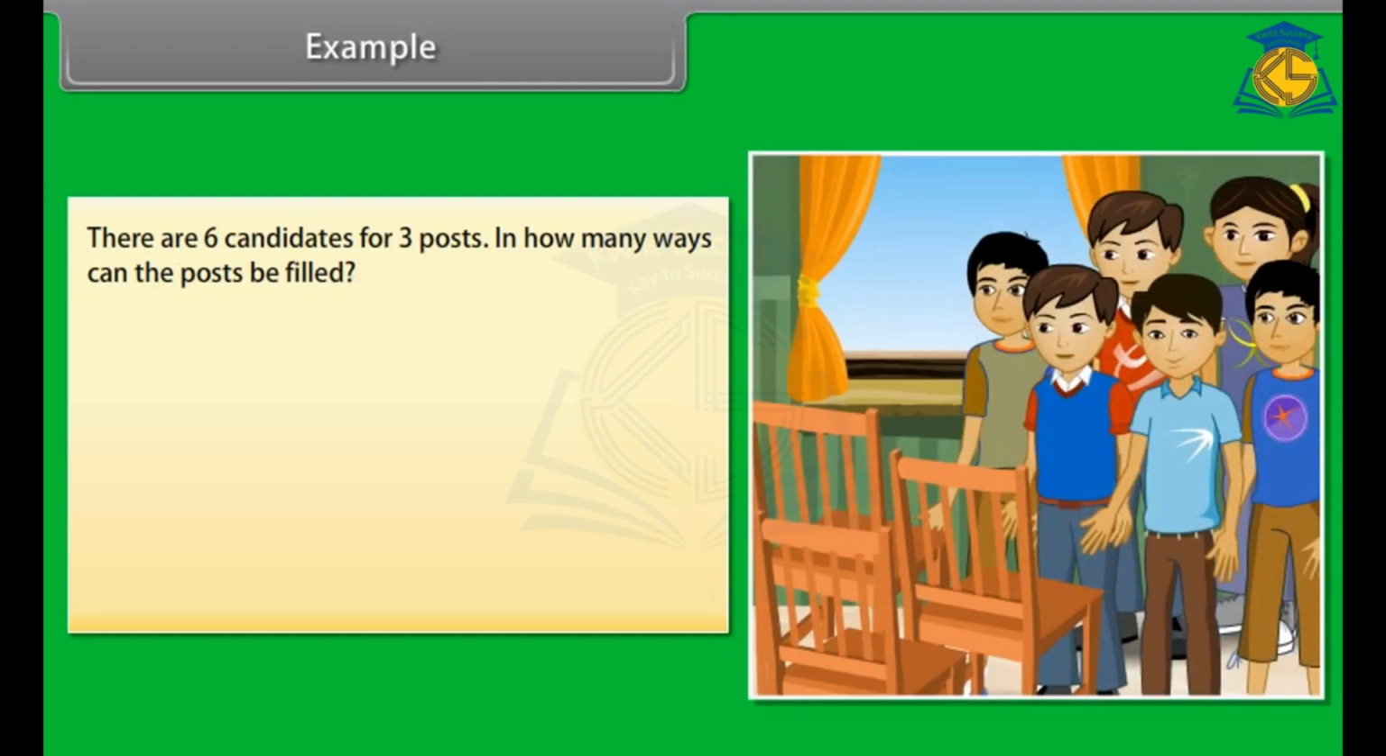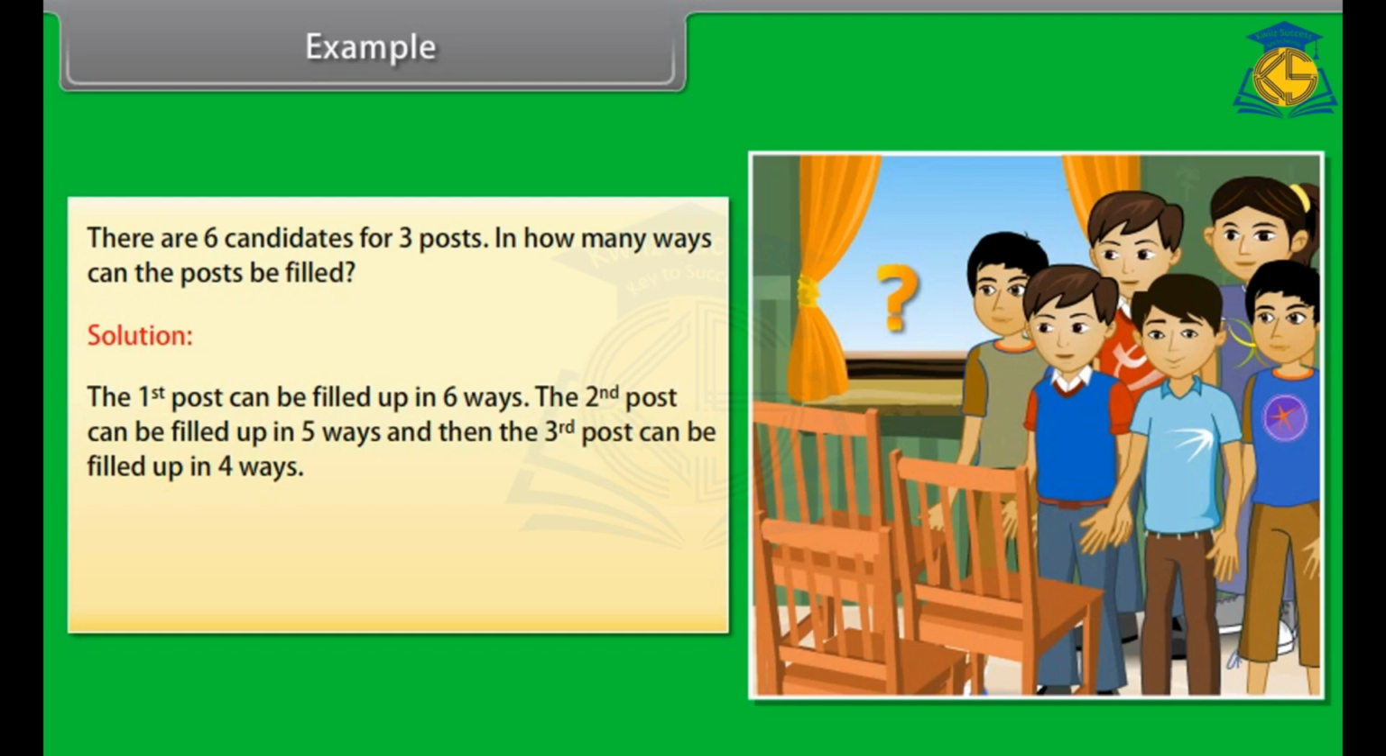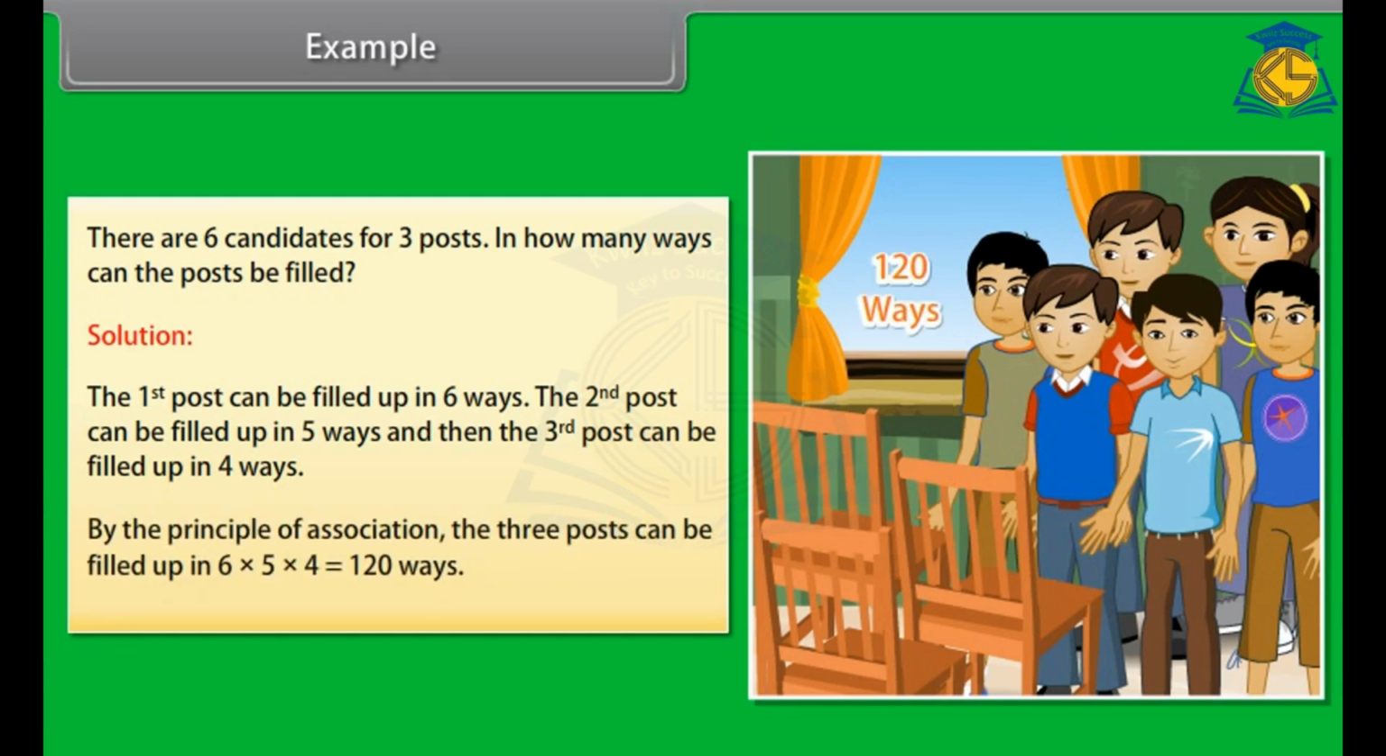Example. There are 6 candidates for 3 posts. In how many ways can the posts be filled? Solution. The first post can be filled up in 6 ways. The second post can be filled up in 5 ways, and then the third post can be filled up in 4 ways. By the multiplication principle, the 3 posts can be filled up in 6 into 5 into 4, equal to 120 ways.